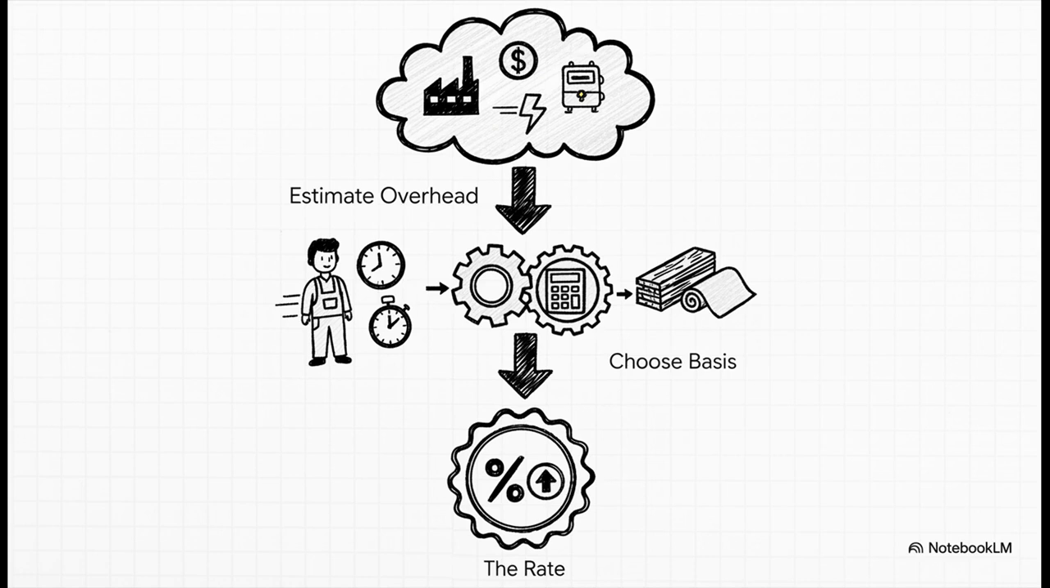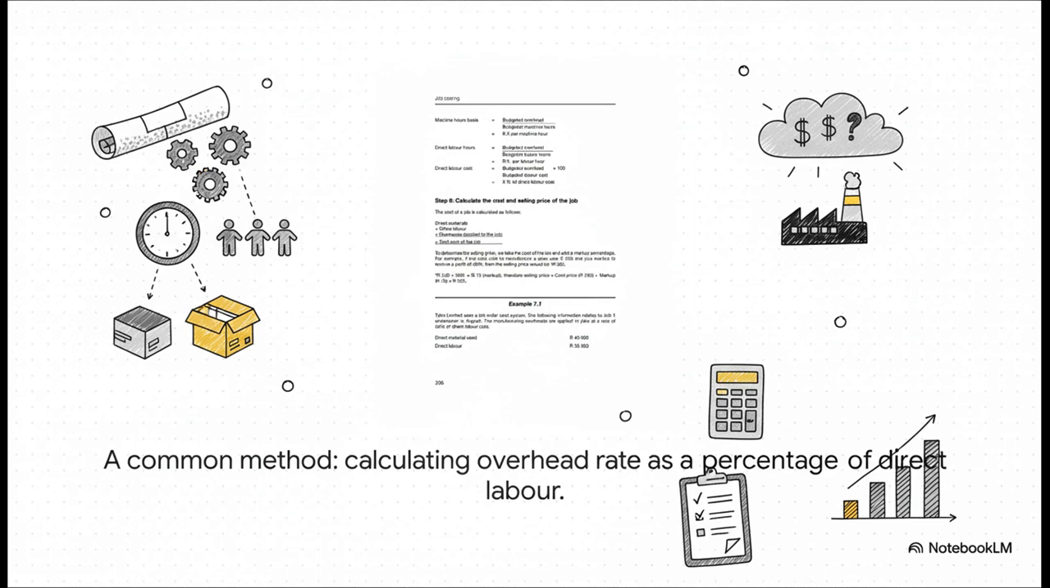So before the year even gets started, a company will estimate all of its overhead costs, and then it'll pick a logical way to spread them out, like maybe based on the number of hours someone works on a job or how much material it uses. For instance, a super common way to do this is to link overheads directly to labor.